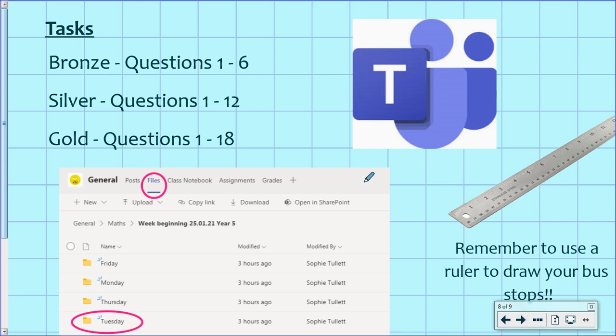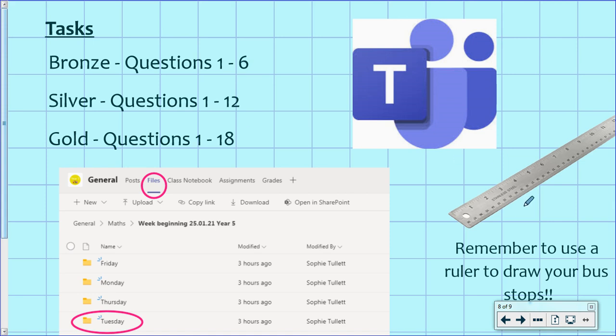Okay? Remember, if you need to re-listen to any of that, you can rewind the video. But in Teams, in Files and Tuesday, in the Maths folder, you will find today's worksheet. For bronze, you need to complete questions 1 to 6, which is just expressing the remainders as something. Silver, you need to do the bronze ones and the silver questions, so questions 1 to 12. That's expressing just remainders and then as fractions. And then on top of that, for gold, is then expressing some as decimals.